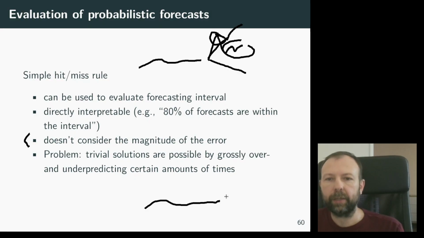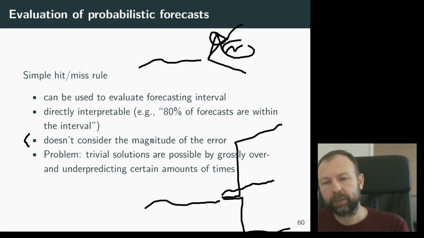So you could imagine something like that. You say, okay, I want 80% coverage. So I make my interval here way too narrow, and here I make it super large. And now for sure the actuals here lie outside, here they lie inside. Now I got my 80% coverage. But that's obviously not what we want.